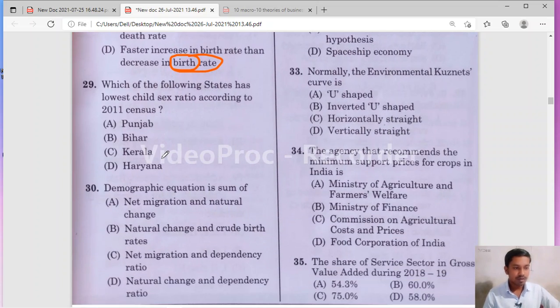Question number 29. Which of the following states has the lowest child sex ratio according to the 2011 census? Option A, Punjab. Option B, Bihar. Option C, Kerala. Option D, Haryana. Yes, here the right answer is option D, Haryana. It is having the lowest child sex ratio according to the 2011 census.